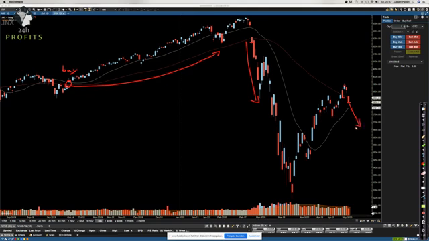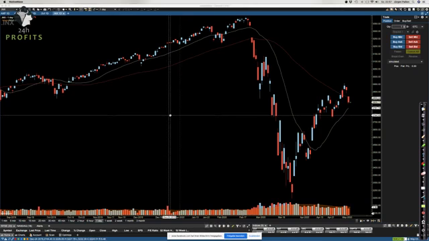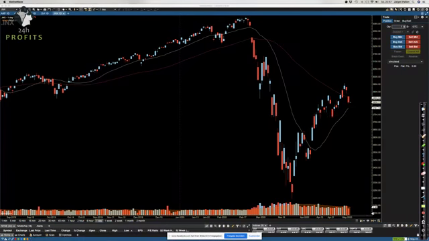So we would get ready now to short it again and to make money in a downwards move. So that's the very easiest way to trade it. We watch whether the price is above or below our moving average. And we can do that with different moving averages.